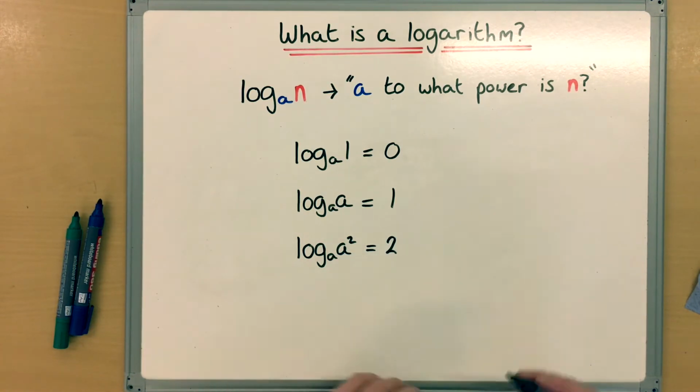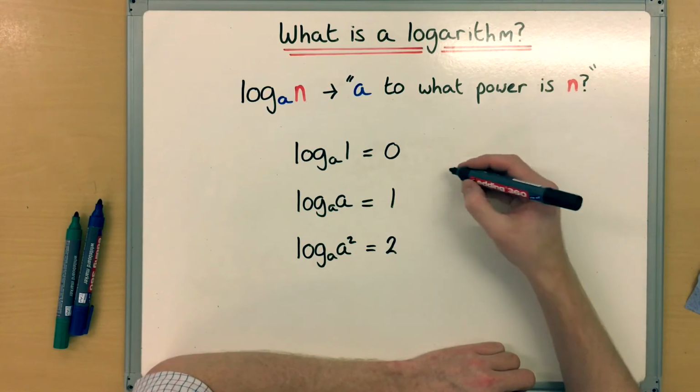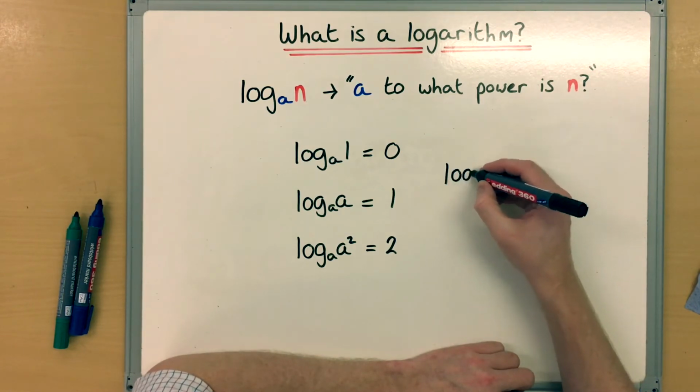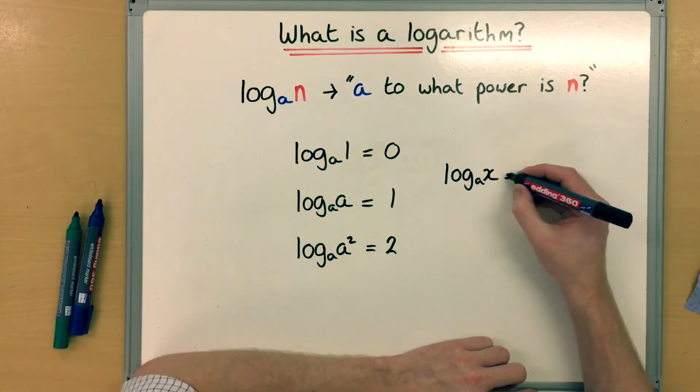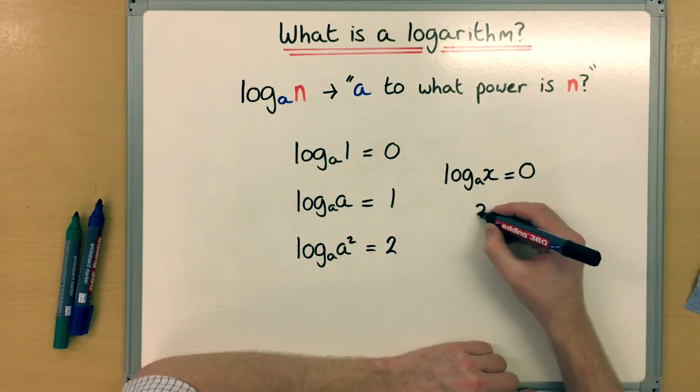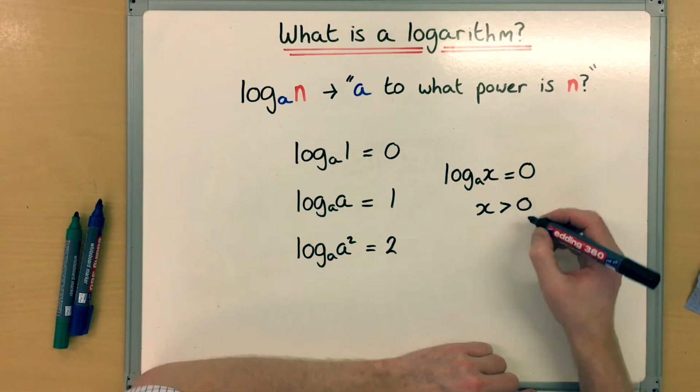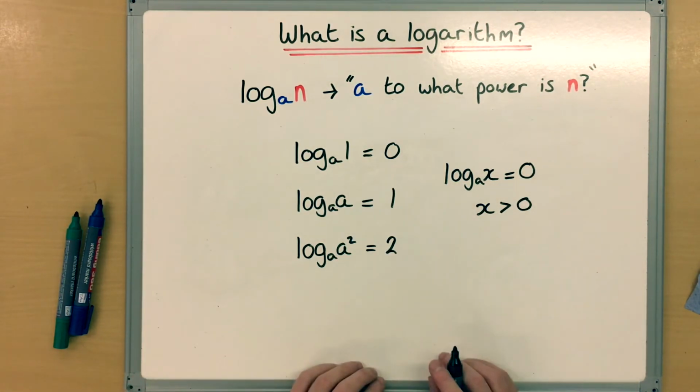The final thing to note is that you can't have a log of a number which is 0 or less. So in other words, if we're taking the log of x, then x has to be greater than 0. Otherwise, our calculator will say math error.